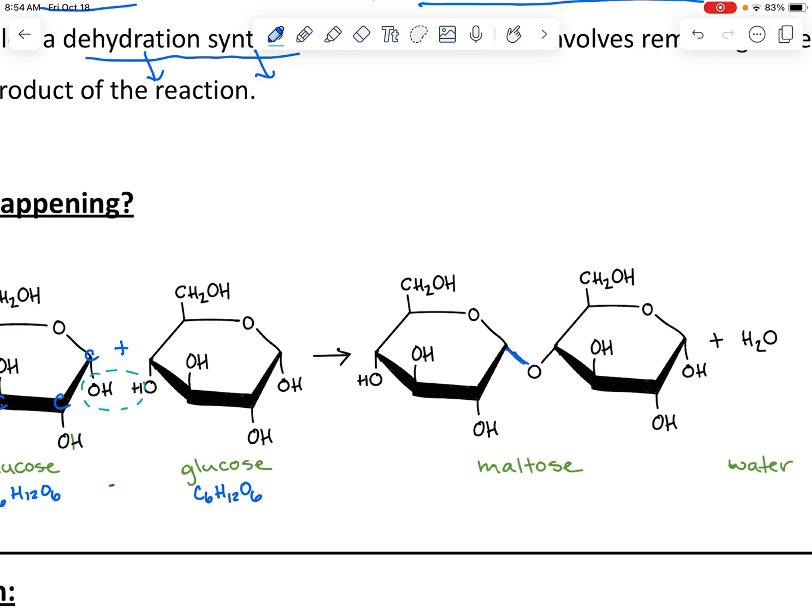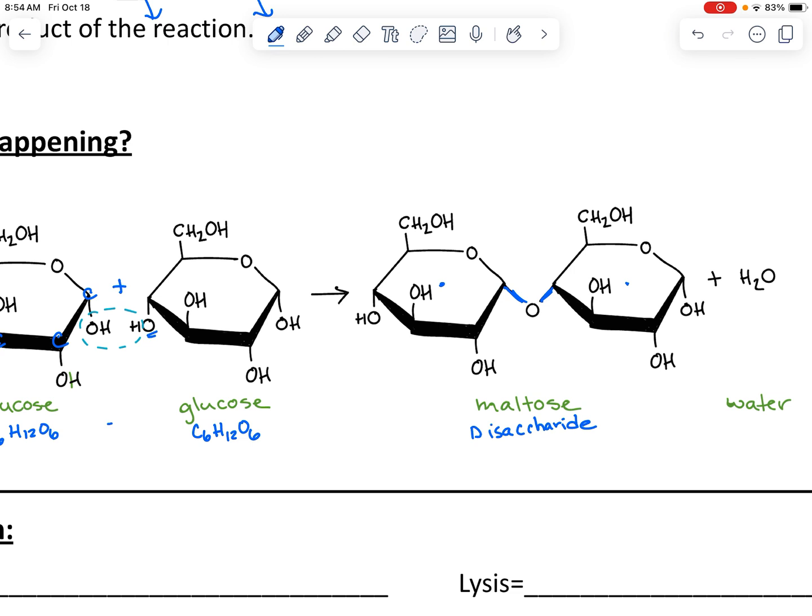Here's that bond right there. Notice the O is left, because that's that O right there. See it? So that O is left, and now I've put 2 monosaccharides together. This is called a disaccharide. I always forget how to spell disaccharide because it's a weird word. If I use glucose plus glucose, I get maltose as the disaccharide. Now, its chemical formula would be C12H22O11.